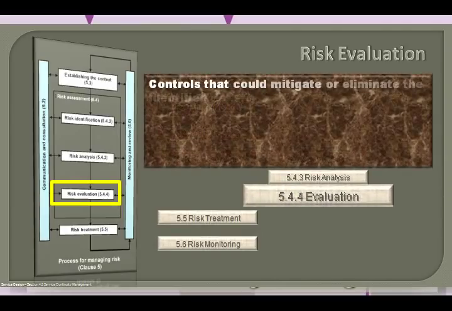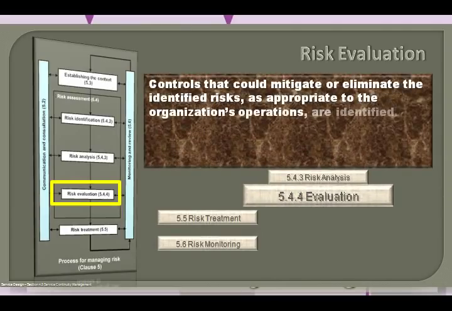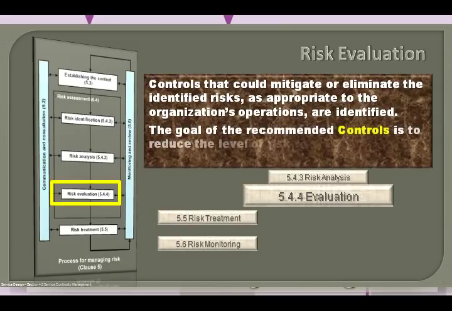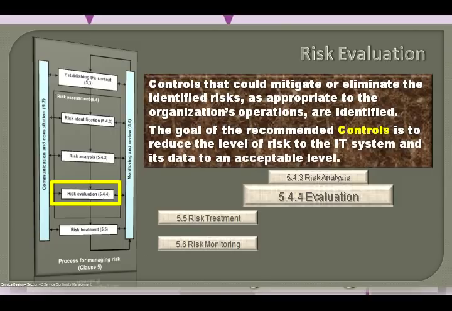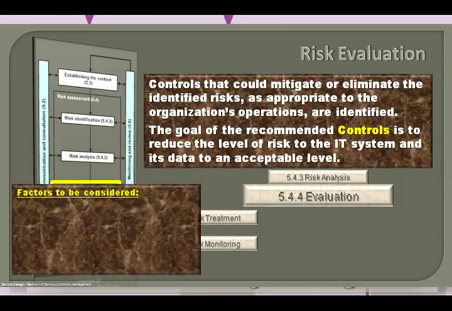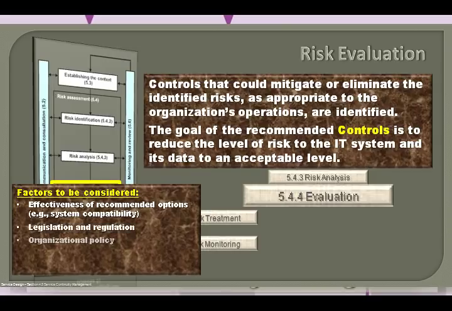During risk evaluation, controls that could mitigate or eliminate the identified risk to the organization's operations are identified. The goal of the recommended controls is to reduce the level of risk to the IT systems and its data to an acceptable level. Factors should be considered in recommending controls and alternative solutions to minimize or eliminate identified risks. These include the effectiveness of the recommended options, such as the system's compatibility, legislation and regulation, organizational policy, operational impact, and lastly, safety and reliability.